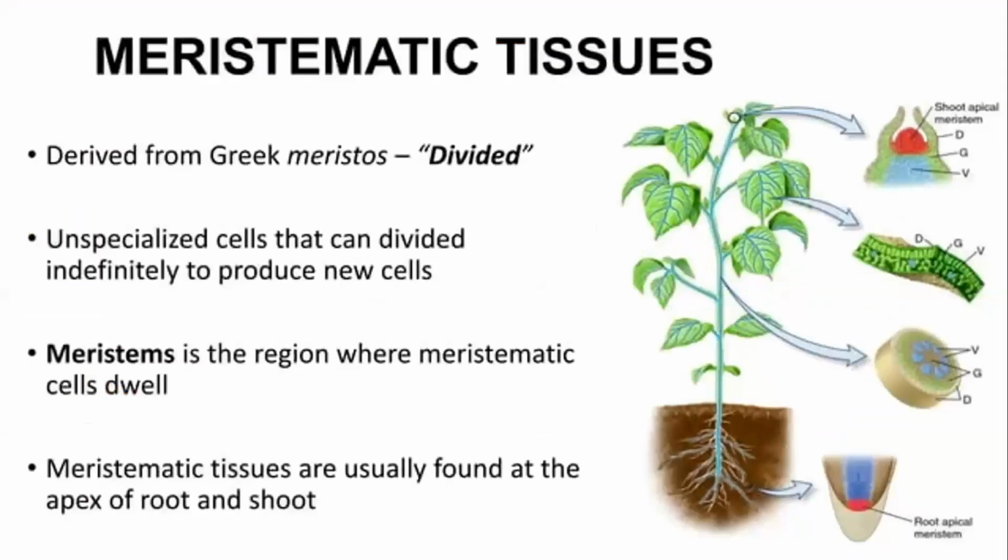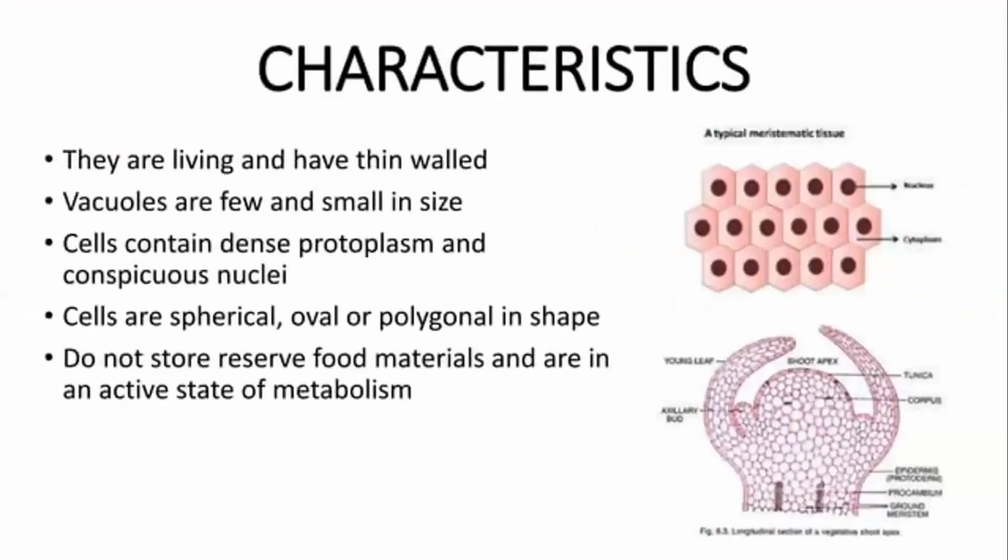The term meristem was coined by Nageli in 1858. Meristem means 'divided' in Greek. These are unspecialized cells that can undergo continuous division. They are living, thin walled, and vacuoles are few and small in size. The cell contains dense cytoplasm and a conspicuous nucleus. A well organized nucleus is present, and cells are spherical, oval or polygonal in shape. They do not store reserve food materials and are in an active state of metabolism.